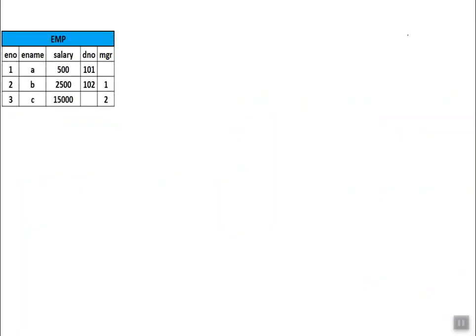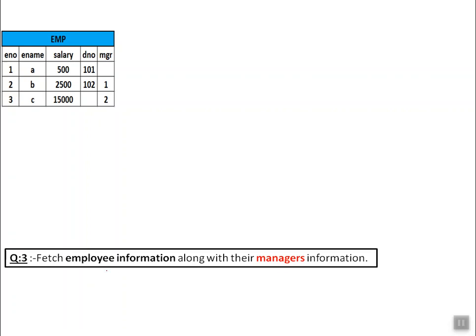Let's continue with the next join. Here is the employee table. Look at this. Fetch employee information along with their managers. Guys, employee number 1, what is his name? A. Anyhow, he doesn't have a manager, leave it. Employee number 2, what is his name? B. Who is his manager? 1. And what is his name? A. Similarly, employee number 3, what's his name? C. Who is his manager? 2. What's his name? B. So ultimately, the information is available in the same table because this column is a foreign key to this column.